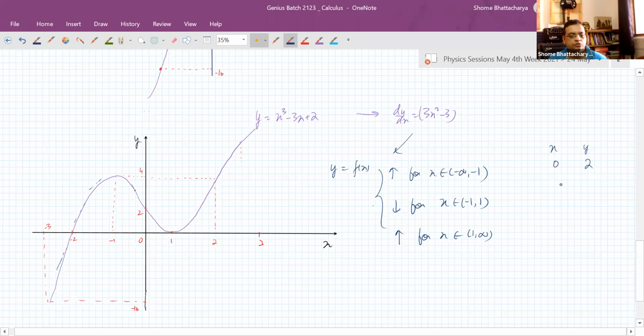And then, of course, the specific values that we had seen: for x equal to 0, the value of y was 2. For x equal to minus 1, the value of y was 4. For x equal to minus 2, the value of y was 0. Minus 3, the value was minus 16. Plus 1, the value was 0. 2, the value was 4. And 3, the value was 20, if I remember correctly.